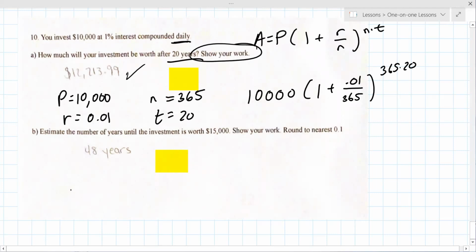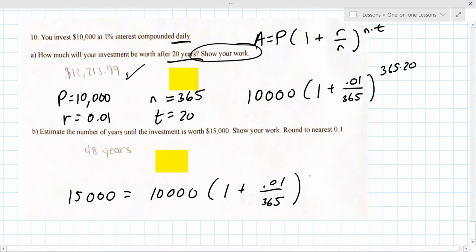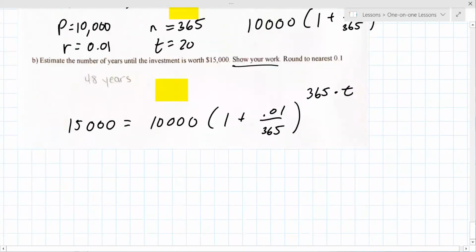So you have 15,000 on the left equals 10,000 times 1 plus 0.01 over 365, to the power of 365 times t. All right, and it does say show your work. I kind of just want to put in 48 years and see if you get it, if you just didn't show your work. Yeah, I guessed on that one. So, yeah, no, you're way off. But I feel like it was pretty accurate. Actually, it's closer to that than you would think.